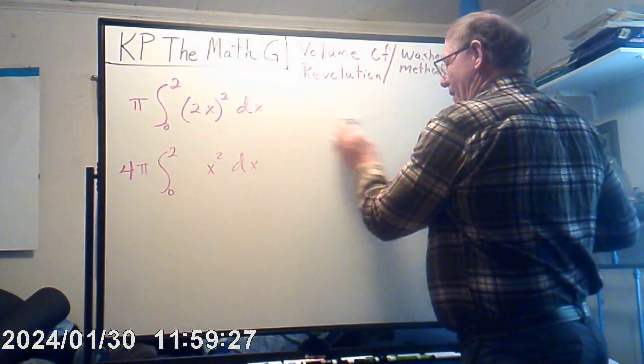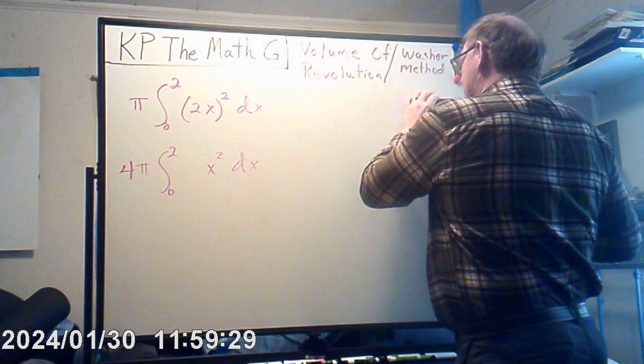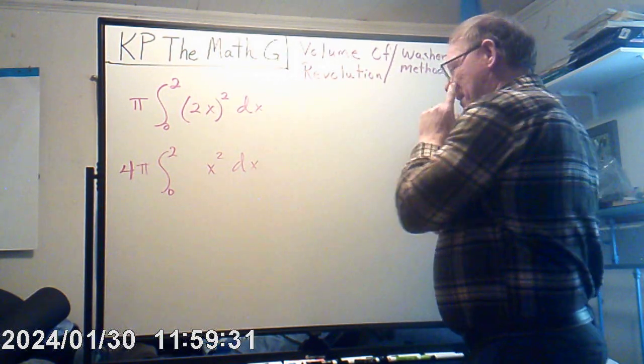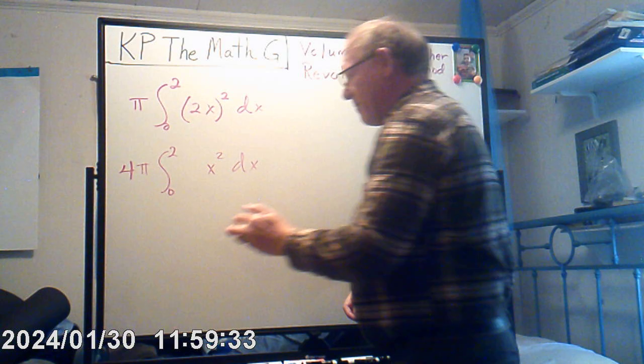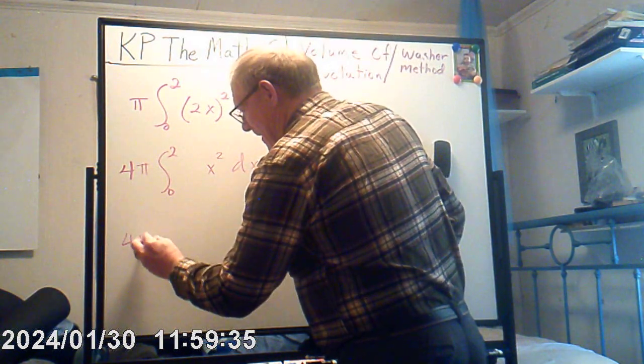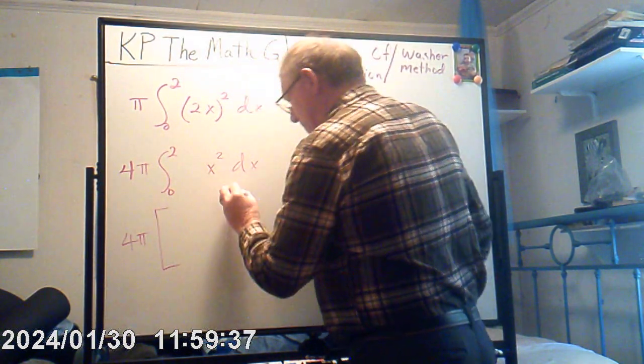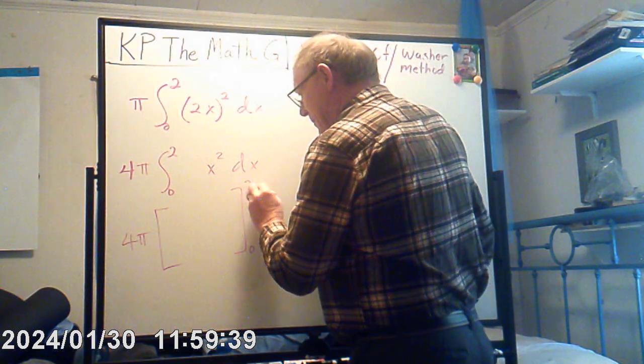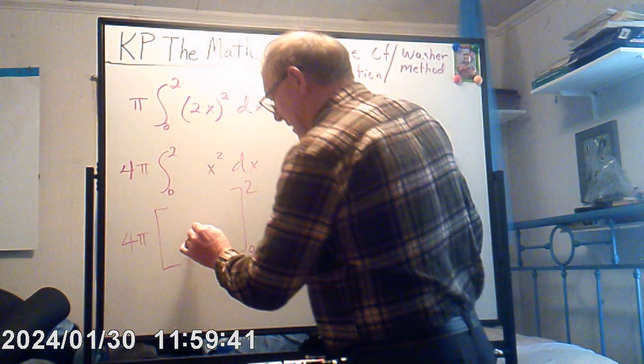Alright, I didn't have to do that, but that's just one of the rules. It just makes it easier. Okay, here we go. Let's integrate. So we're going to have 4 pi. Alright, we are going from 0 to 2, and the answer is going to go in here.